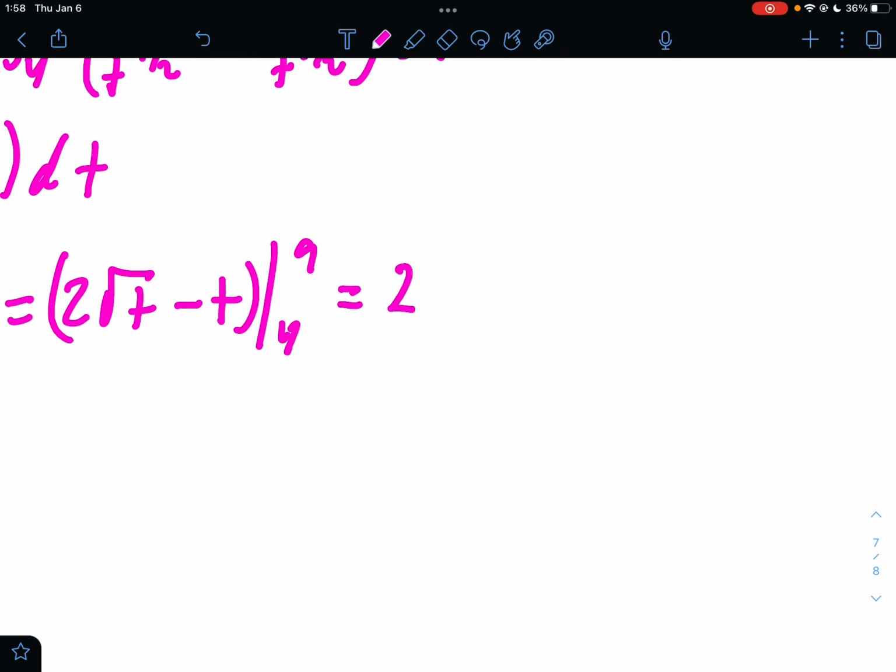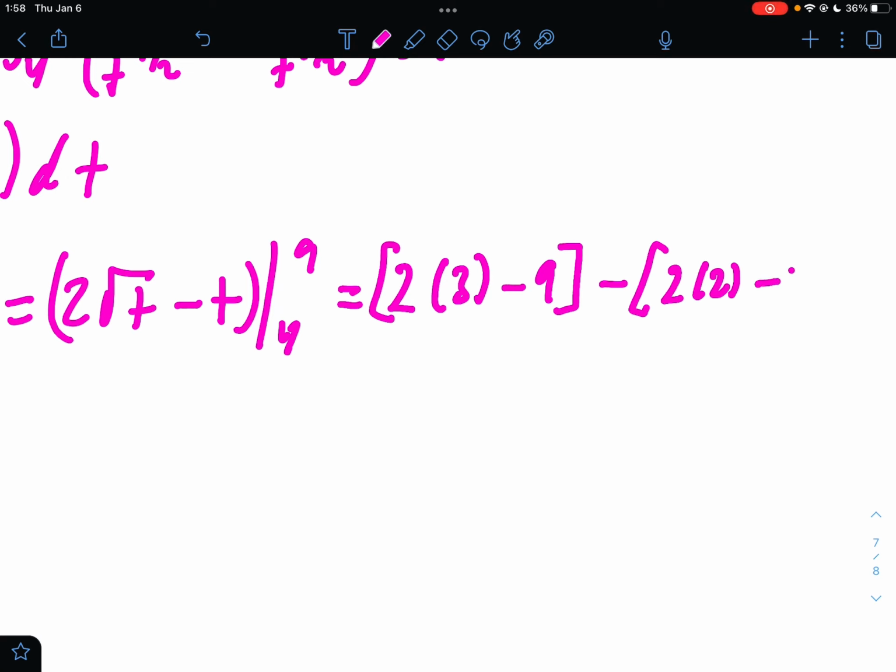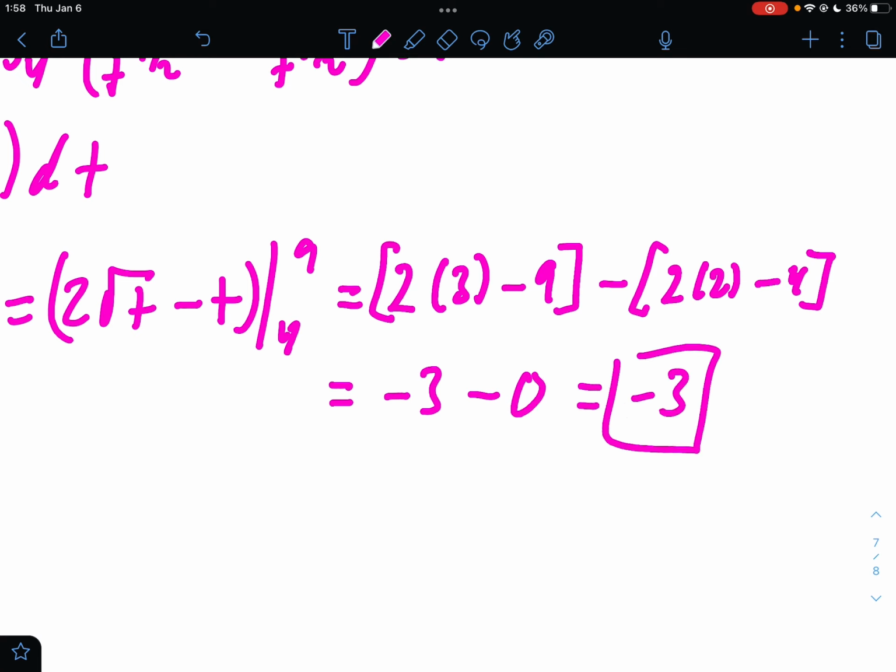So it would be 2 root 9, or 2 times 3, minus 9, minus 2 root 4, or 2 times 2, minus 4. So that's 6 minus 9, which is negative 3, minus 4 minus 4, which is 0. So our integral is equal to negative 3.